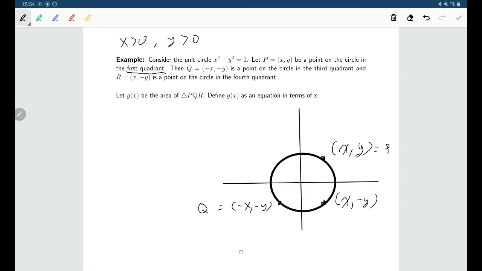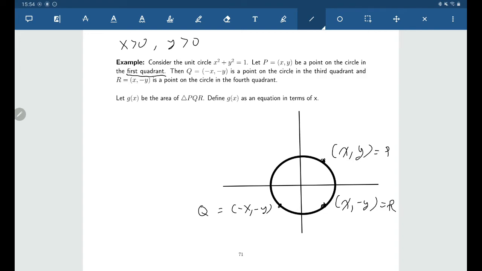Couple of things just to notice about P, Q, and R. You can, of course, connect the dots to make yourself a nice little triangle. So that's what I'll do here.